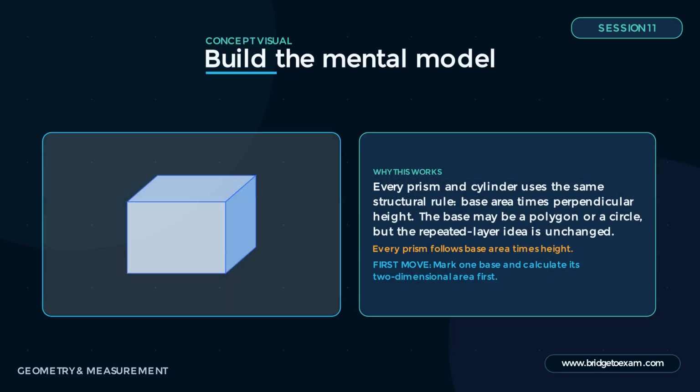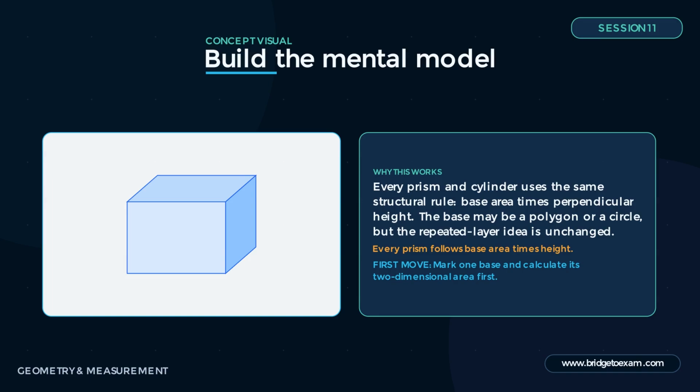Start with the concept visual. Every prism follows base area times height. A cylinder can ask for surface area instead of volume. Read every label as evidence about what is known, what is unknown, and which measurements actually belong in the model.